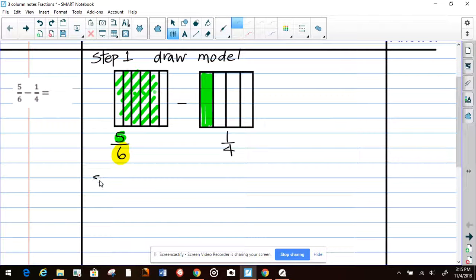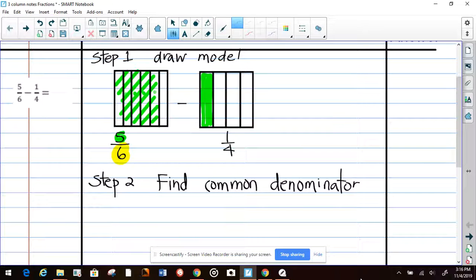So now step number 2 is find common denominator. How and why? Find common denominator. Okay, and why? Well, we have to find common denominators because these two denominators are unlike, which means they are different. Now, let's do just that.